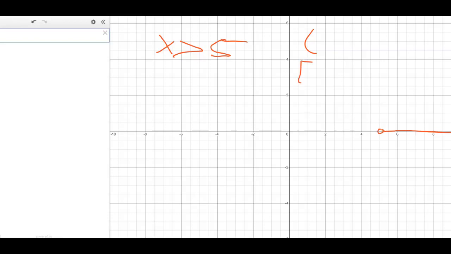So parentheses and bracket. A parentheses is for the point not included, so that's the same thing as you'd have with an open dot. So not included. Right. A bracket is when the point is included, and that goes with a closed dot, and that point is included as part of the answer. Right.